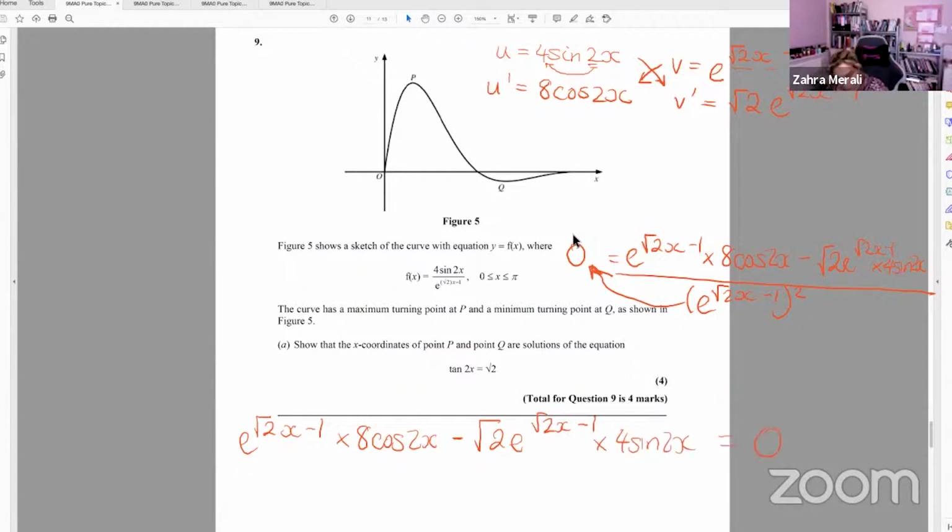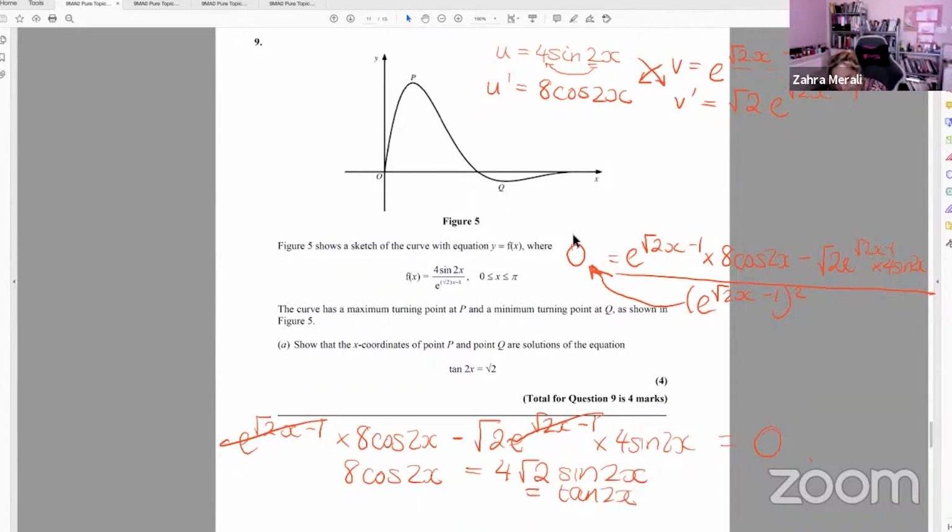We can divide through by the e's, and they disappear, and we're left with 8 cos 2x. I'm going to move the other bit to the other side, equaling 4√2 sin 2x. Now I know I want tan. Tan is the same as sine over cos, so I'm going to divide the cos onto that side, and we'll divide the numbers onto that side. And when I do that, I get sine over cos, which is tan 2x.